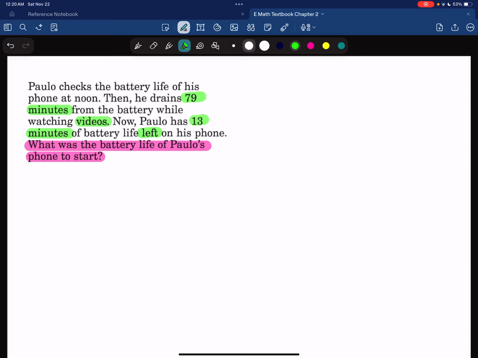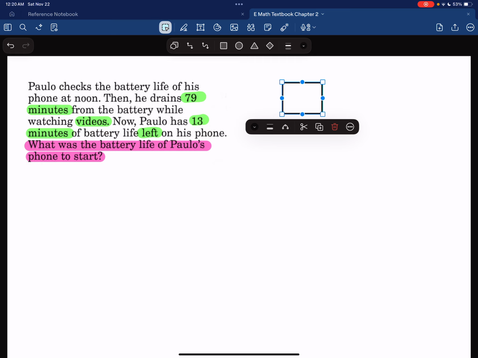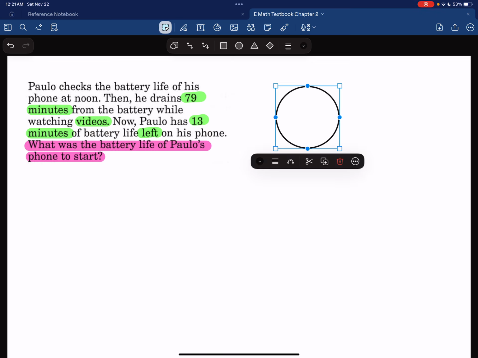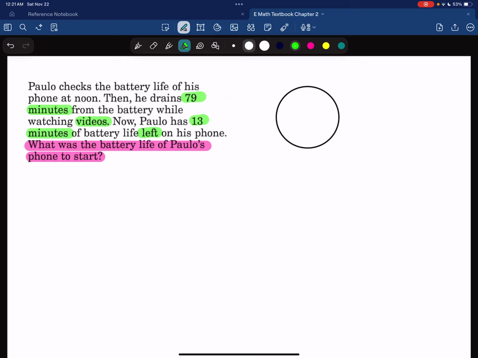For me, I don't know why, but this one seems to be a circle. So you could absolutely draw yourself a circle. Not that circle. Let me try again. I am getting very, very tired, so sorry about that. Okay, so here is his total battery life, the battery indicator.